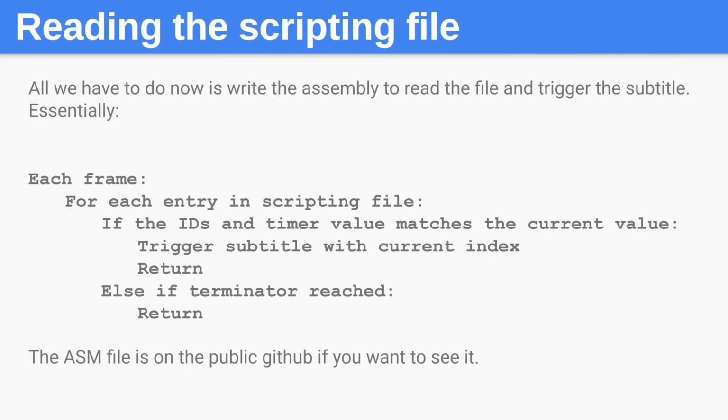All that's left is to write the assembly to read this file and trigger the subtitle. Essentially, you can go through this algorithm that says we're going to look at each entry in the scripting file every frame, and if the values that are in memory line up with something that's in the table, then we trigger the corresponding subtitle. That's basically all it is. If you want to look at the ASM for this, it's on GitHub right now if you want to see it.